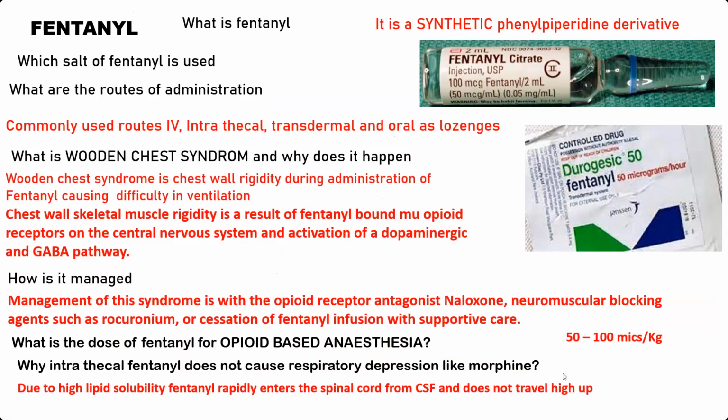So delayed respiratory depression is very common with morphine. That is why whenever you give intrathecal morphine, patient needs to be observed for at least 24 to 72 hours for delayed respiratory depression. Whereas with fentanyl, this is not at all a common issue.